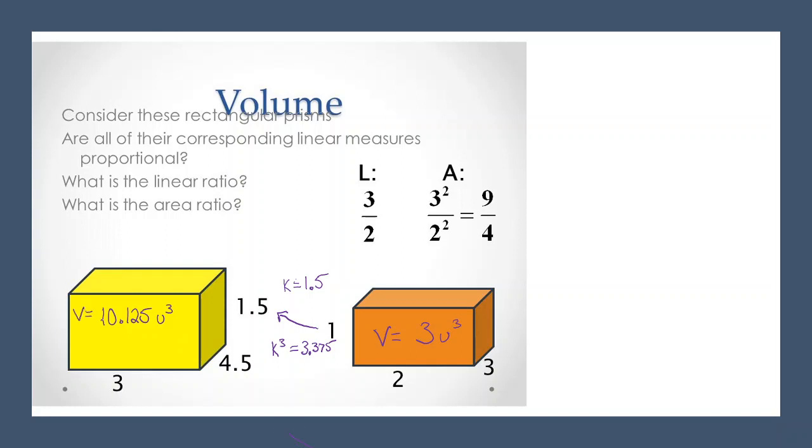Okay, so the other method I could do is length times width times height. If my length is 3, my width is 4.5, and my height is 1.5, and if I multiply them all together, I should get the same thing. 3 times 4.5 times 1.5 gives me 10.125.